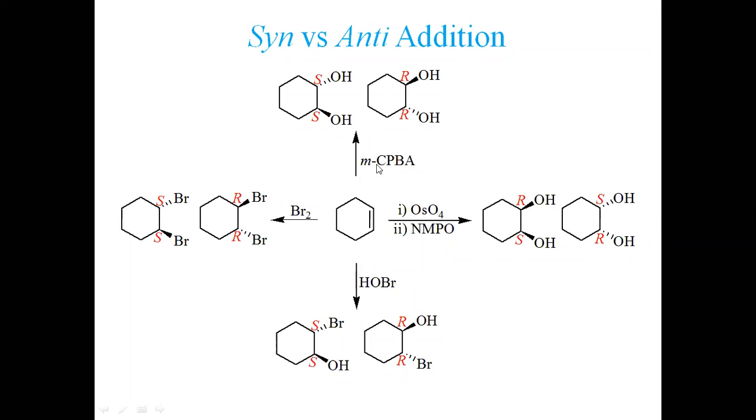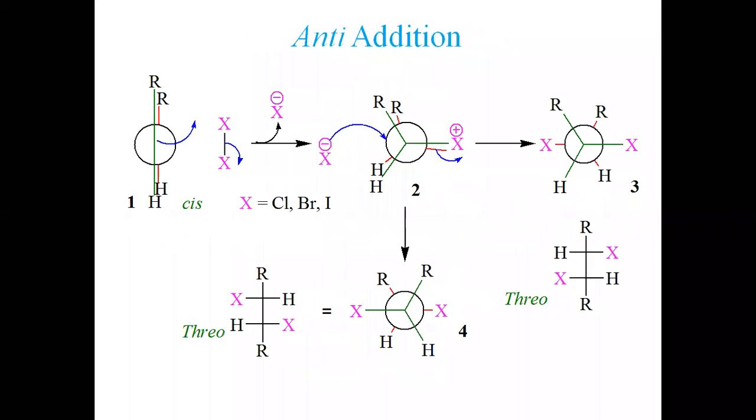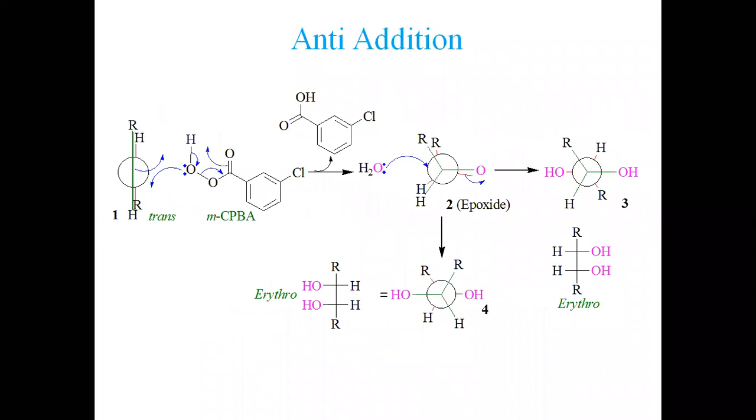Now look at the other one. You have already come across the mechanism with MCPBA. It is an anti-addition. Just to show you again, this is the MCPBA addition. If you are starting with a trans olefin, you have seen you always end with an erythro entity. But if you start with a cis olefin, anti-addition shall always give you a threo product. This is what I have presented earlier.